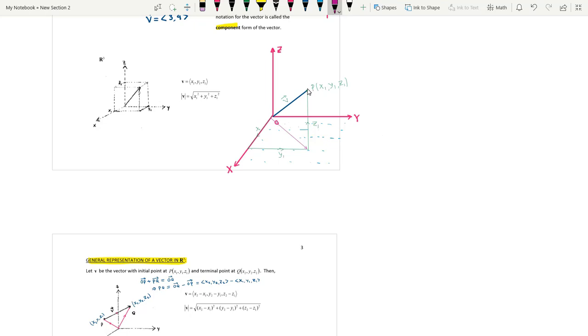Now what would be the length of this vector? The length would be the square root of x1 squared plus y1 squared plus z1 squared. Now how did you get that? If you consider this right angle triangle, this is the hypotenuse and this angle is 90 degrees. If you apply the Pythagorean theorem, this distance becomes the square root of x1 squared plus y1 squared. Now if you consider this triangle and apply the Pythagorean theorem again, you will get the magnitude of V as this.